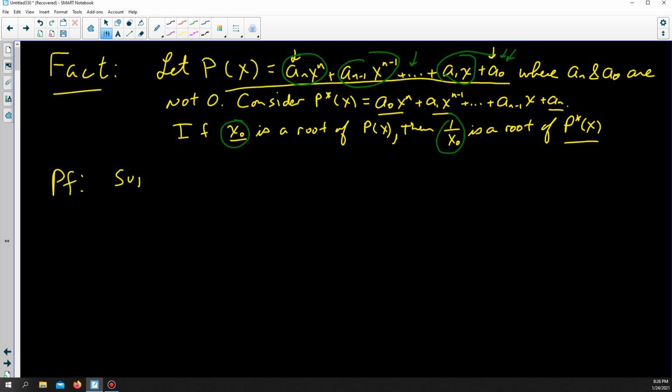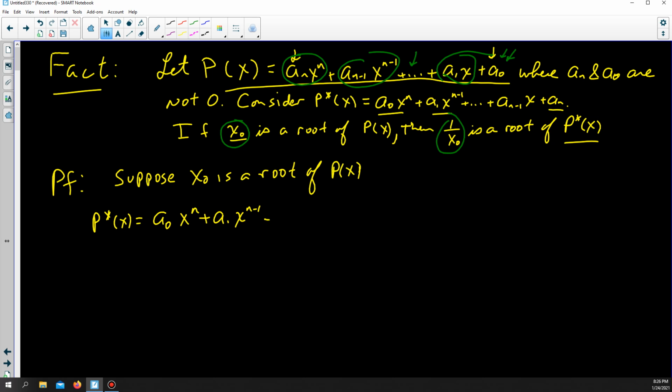Okay. Now, so suppose x0 is a root of p of x. Okay. Now, let's look at p star of x. P star of x is our a sub 0 x to the n plus a1 x to the n minus 1 all the way down to a sub n minus 1 x plus a sub n.